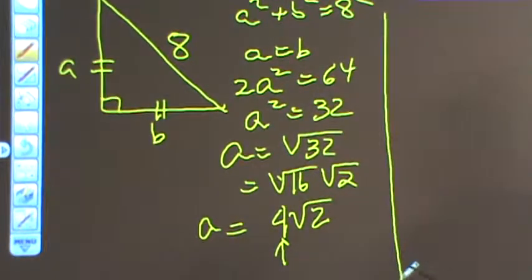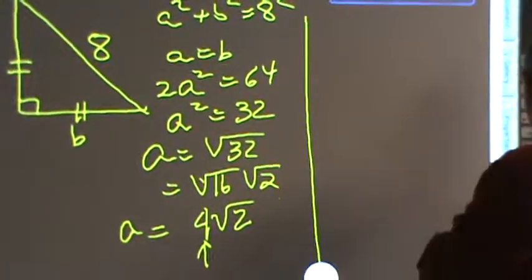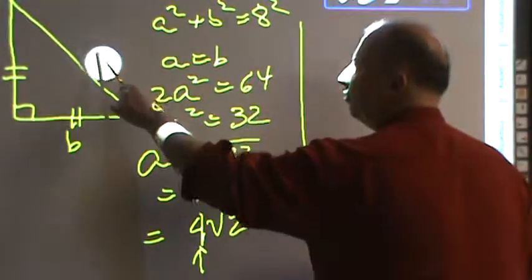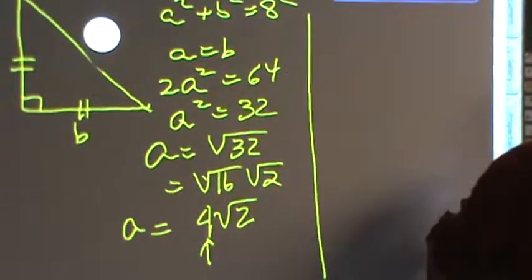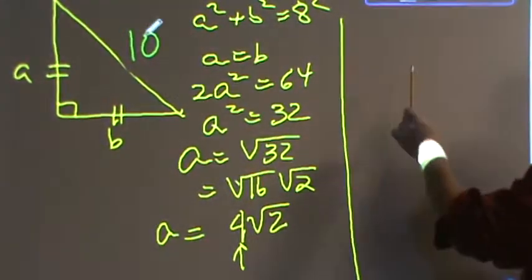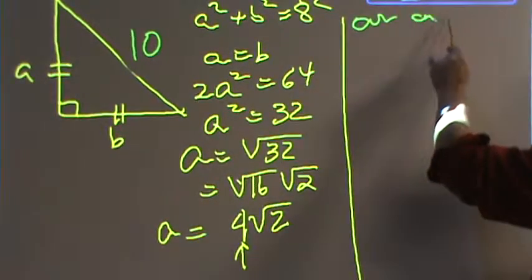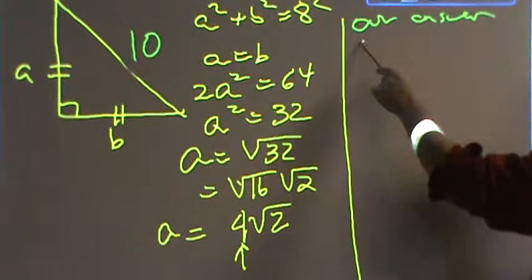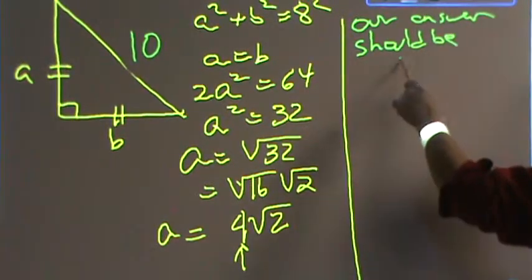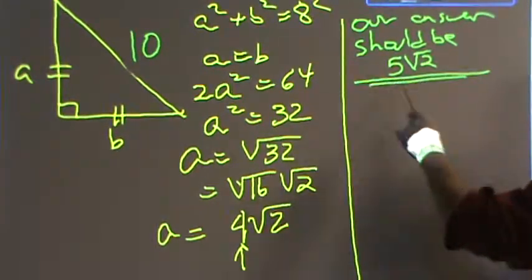Let's do it one more time. Let's say instead of using the number 8, we're going to use the number 10. So what should our answer be? Our answer should be 5 square root of 2. Let's see if it is.